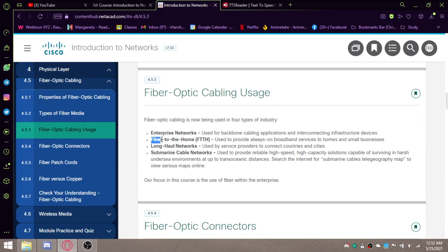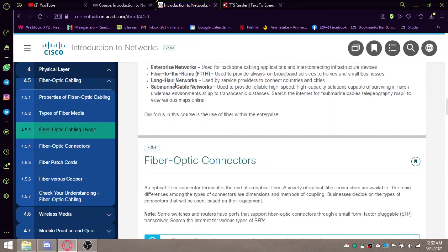Lepas tu dia ada fiber to the home or FTTH, used to provide always-on broadband services to homes and small businesses. Then long haul networks, used by service providers to connect countries and cities. And then there are submarine cable networks, dalam air tu, dekat laut, used to provide reliable high speed, high capacity solutions in harsh underwater environments up to transoceanic distances.